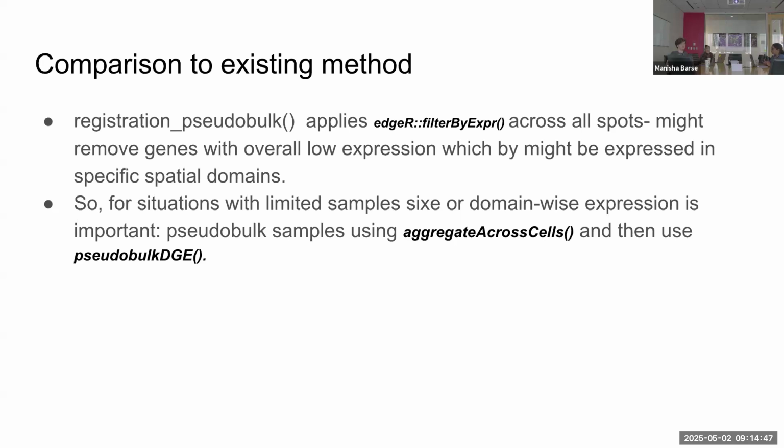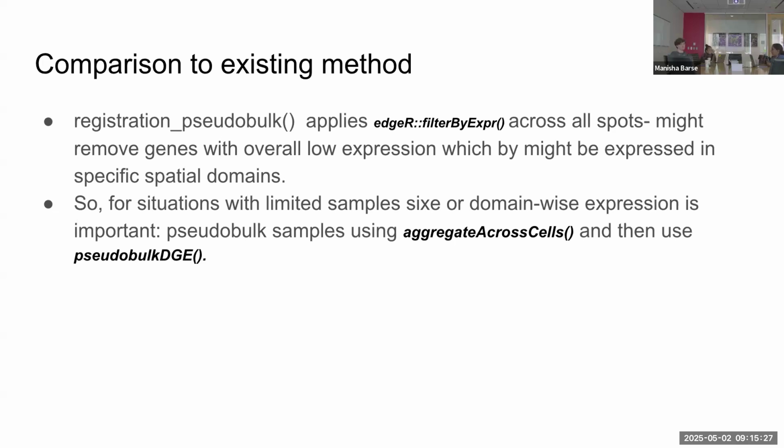We might have situations where we have limited sample sizes, or we are more interested in looking at domain-wise expression. So in such situations, instead of using the modeling results from registration pseudobulk, we can pseudobulk the samples separately using the aggregateAcrossCells function, and then use this pseudobulk data in the pseudobulkDGE function.